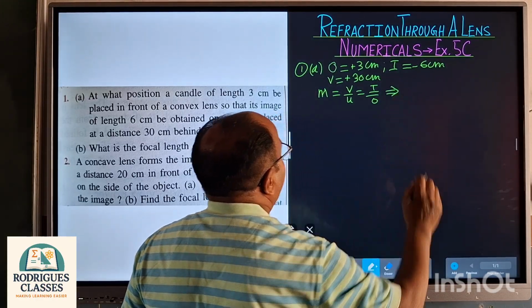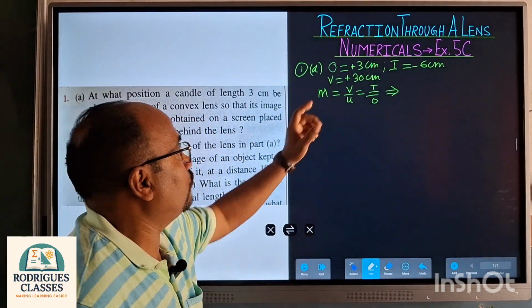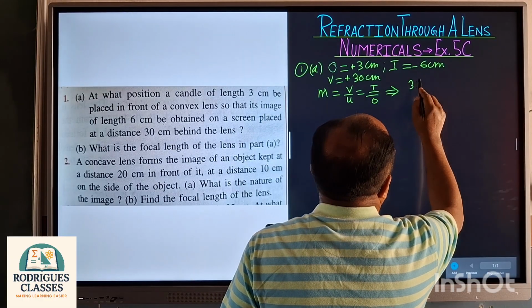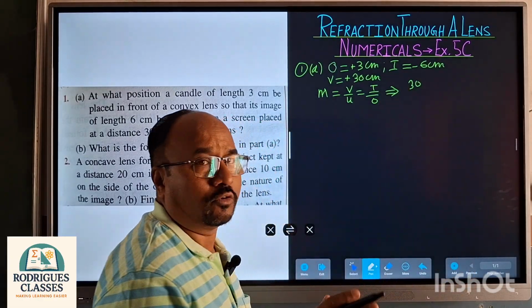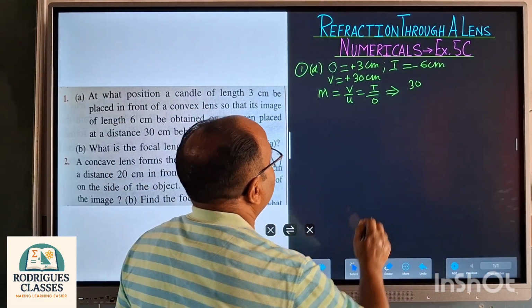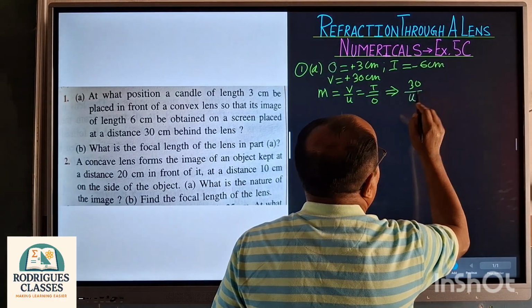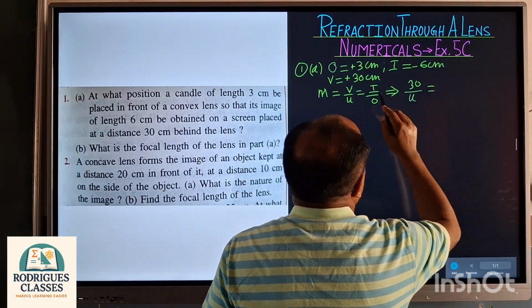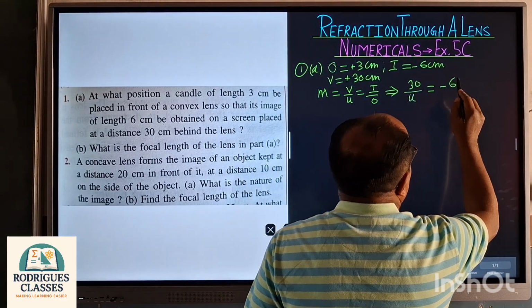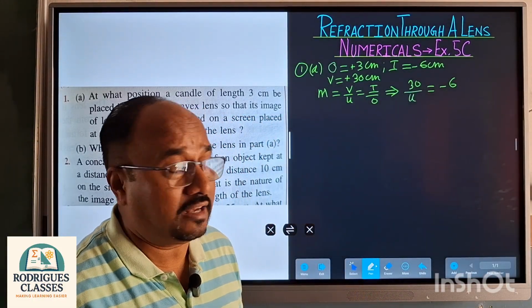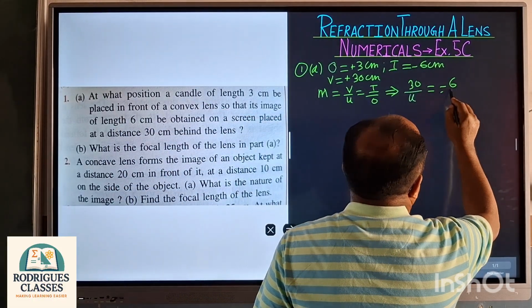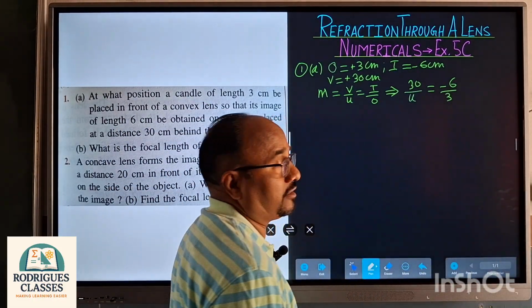And then I will substitute the value. So V is plus 30. You can write that plus sign, don't write also, will not matter. U we have to find, equals to I is minus 6. You will have to write minus sign, okay. And O is plus 3, so written 3.